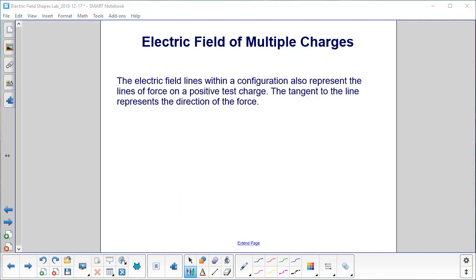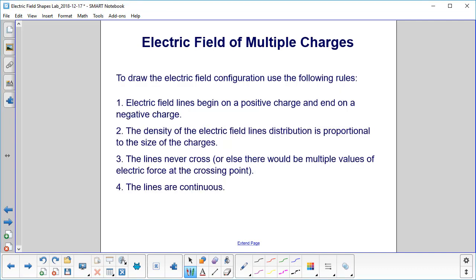The electric field lines within a configuration also represent the lines of force on a positive test charge. Remember, because that's how we defined electric field, and here we'll use the vector format. It's the force on any charge that goes into the electric field due to your large charge. The tangent to that line, tangent to the electric field line, also represents the direction of the electric field force.